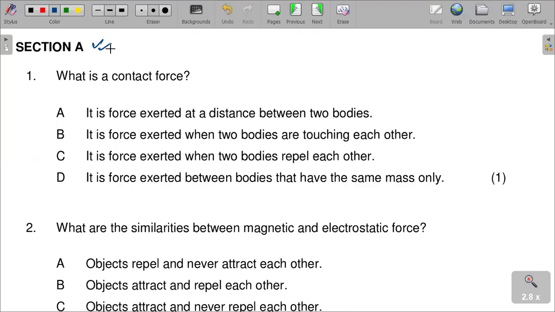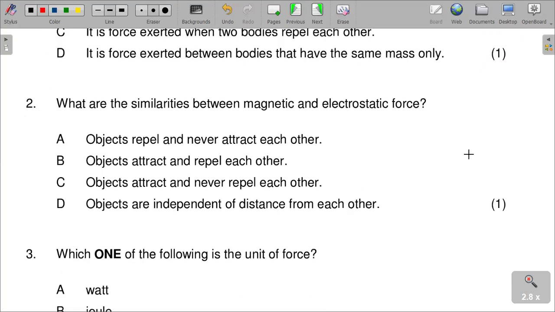So now question number 1, section A, it reads: what is contact force? Or we can say define contact force. Contact force is the force exerted when two bodies are touching each other, which you can see the answer is B. Contact force is the force exerted when two bodies are touching each other. Then the answer is B.